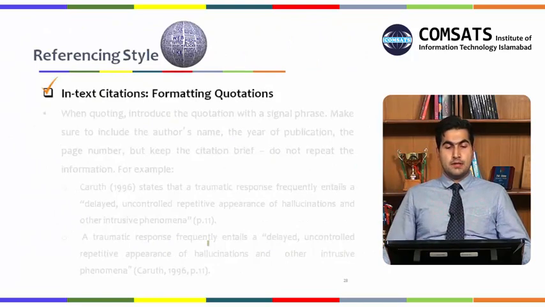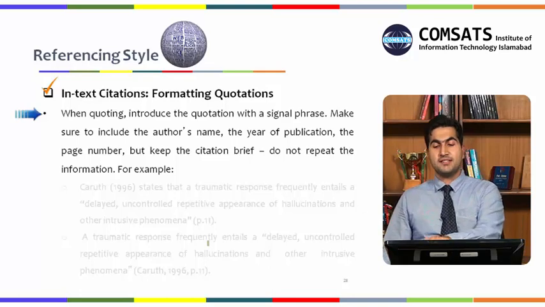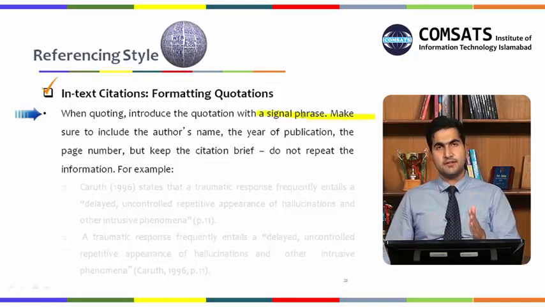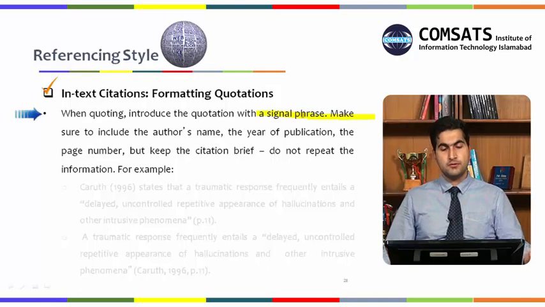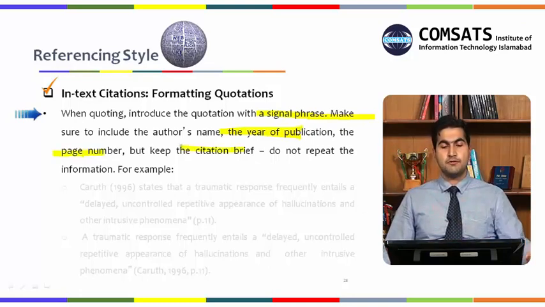Formatting quotations. How do you basically format those exact quotations which are being taken? So you basically start from a signal phrase. You're going to see within the example, you begin with the signal phrase in which you mention the original source, and then alongside you mention the year of publication and the page number as well. But overall, citation has to be kept brief and without repeating any information.